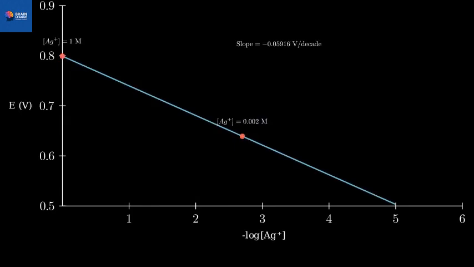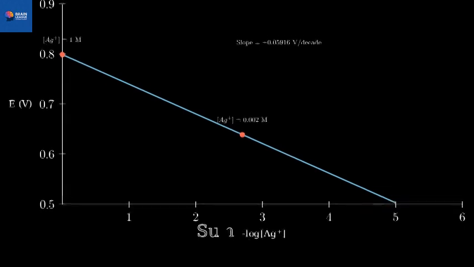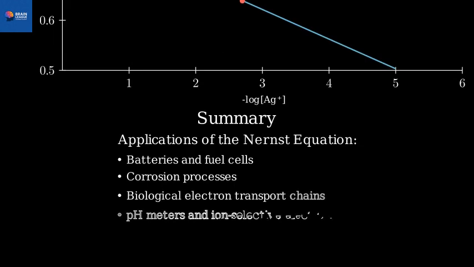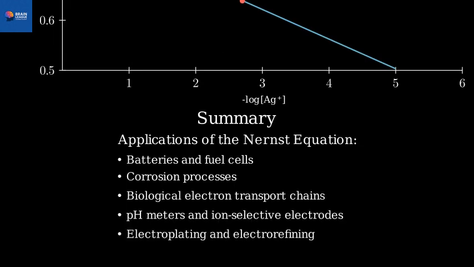As the negative logarithm of concentration increases, meaning concentration decreases, the potential decreases linearly with a slope of negative 0.05916 volts per decade change in concentration for a one-electron process. And that's the Nernst equation. It's a powerful tool that helps us understand how concentration and other non-standard conditions affect electrode potentials.